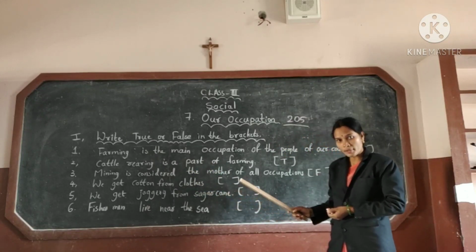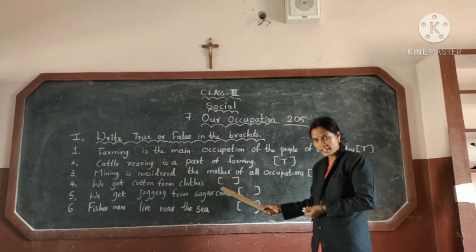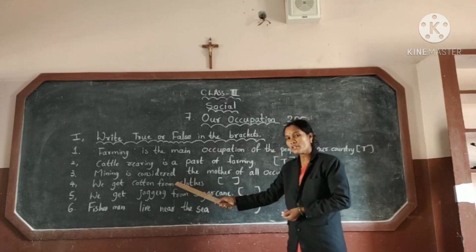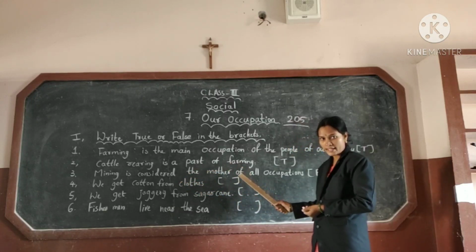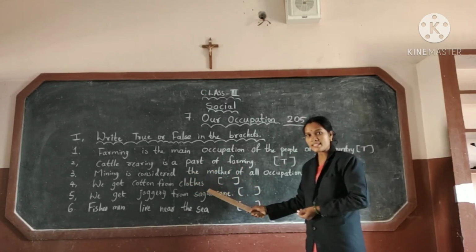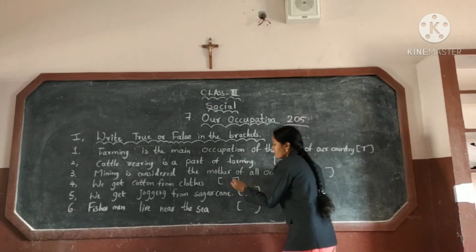This statement is false. Fourth one: we get cotton from cocks. Is this statement correct? No. We get cotton from cotton plants. So this statement is false. You can write F.